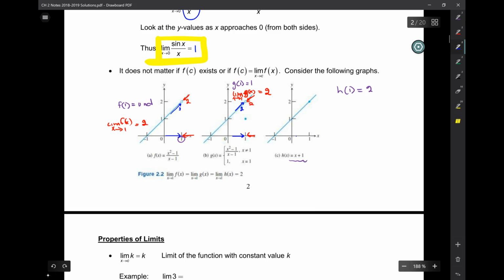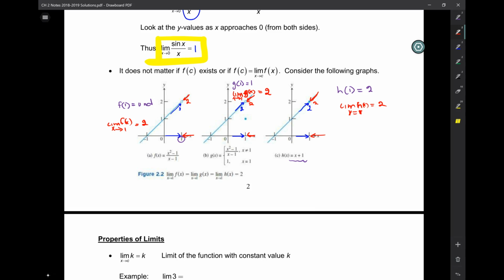Okay, as I'm approaching 1 from the left-hand side, vertically, where am I approaching? 2. As I'm approaching 1 from the right-hand side, vertically, where are we approaching? 2. So the limit of h of x as x approaches 1 is 2. So that's the third case where the actual value is the same.